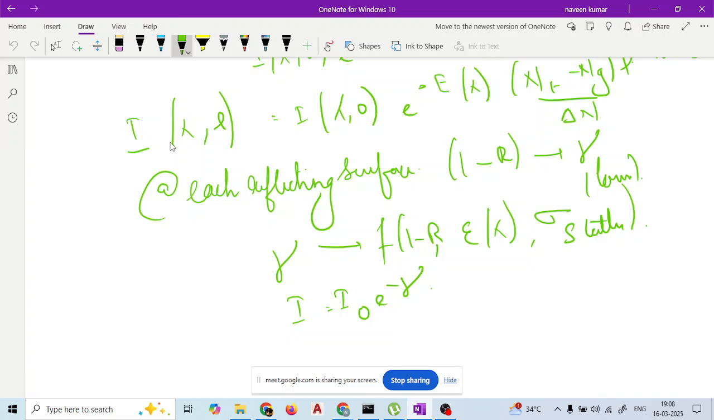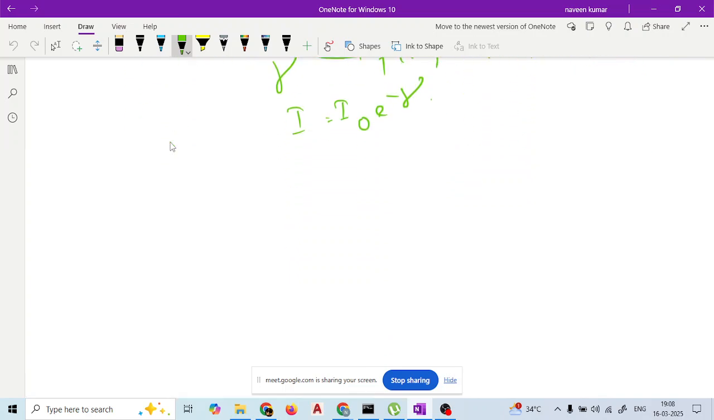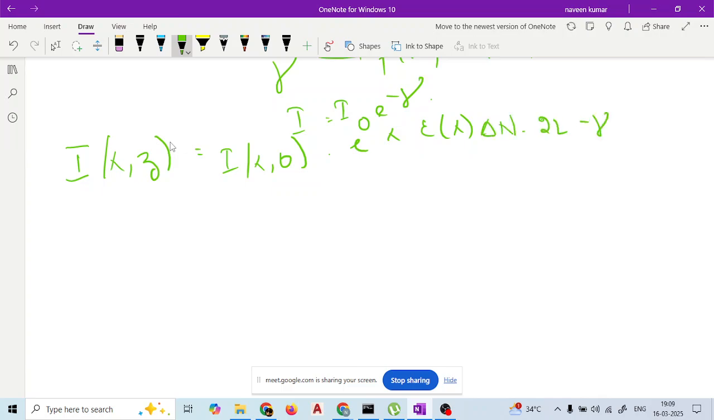So in order to make sure we are able to follow all of these things, we can rewrite all of the results in such a way that n at 2l minus gamma, and 2l, and this is nothing but the 2l, it's traveling to and fro, the length.